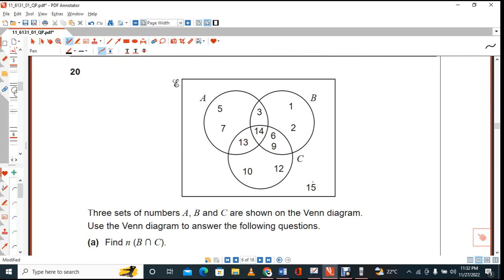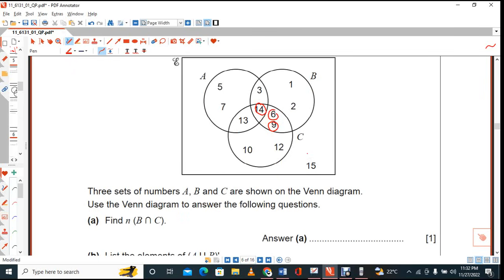Right, question 20. You have three sets of numbers, A, B, and C, shown on the Venn diagram. Use the Venn diagram to answer the following questions. Now we are looking for the number of elements in B intersect C. This one is quite straightforward. The intersection of B and C is represented by the numbers 14, 6, and 9, which are nothing but three numbers there. So that is what we are looking for in this particular question.